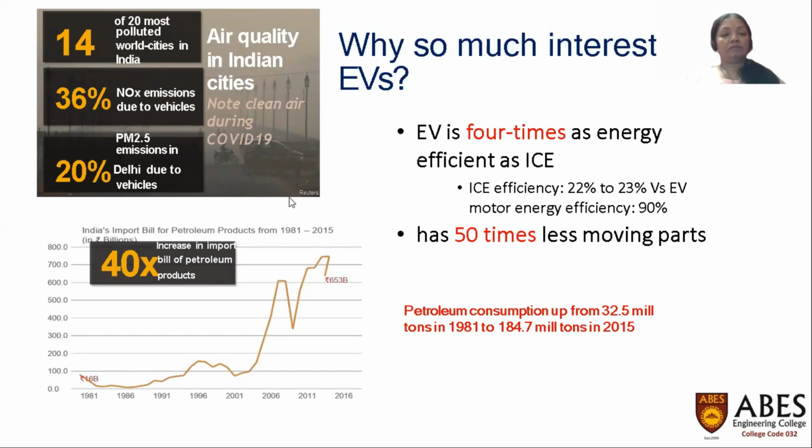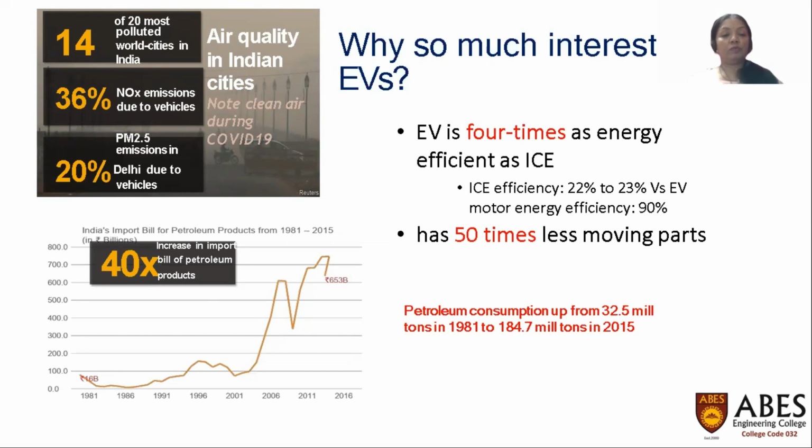So here are the facts. Along with the fact of air pollution, the second fact is that the major currency of India is going out on the purchase of crude oil. And this purchase of crude oil has increased almost 40 times from 1981 to 2015, almost 35 years. Petroleum consumption has increased from 32.5 million tons in 1981 to 184.7 million tons in 2015.